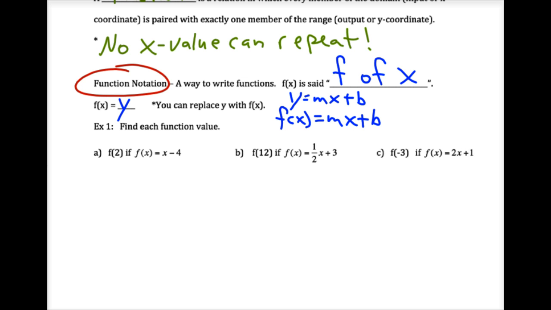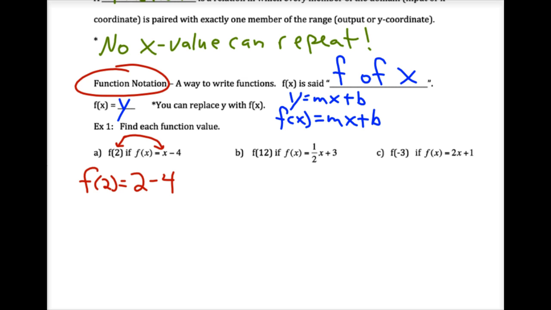What we're going to do, whatever number is in the parentheses, in this example, f of 2, we're going to take 2, and guess where we're going to replace it? We're going to replace that in for x. It's that simple. So here's how we write this. f of 2 equals 2 minus 4. I'm going to take that 2 and plug it in, throw it in for my x. Don't try to distribute your f. Don't solve for f. Just replace your 2 in there.